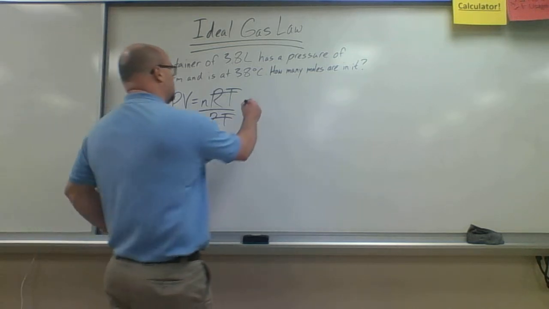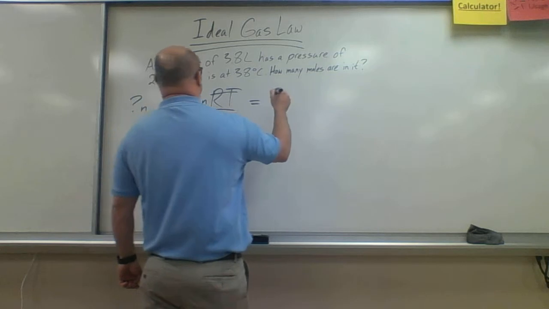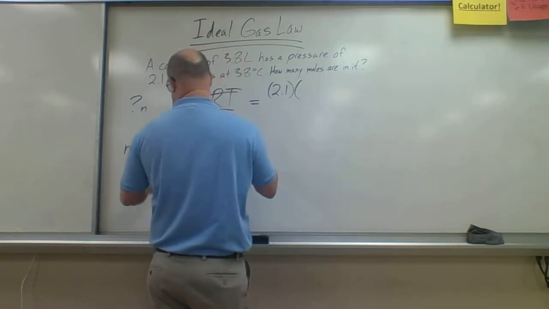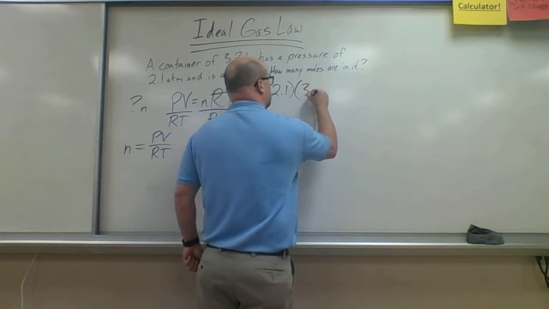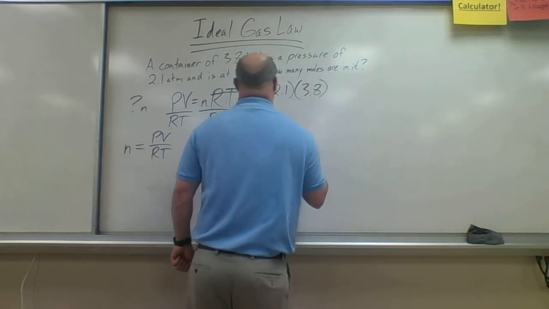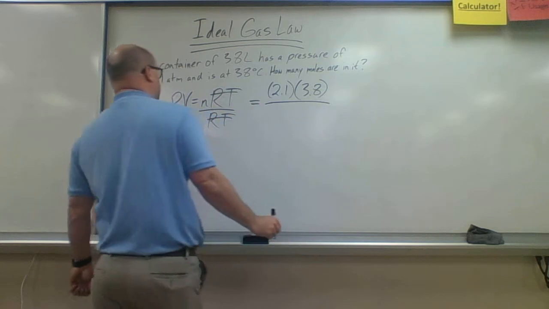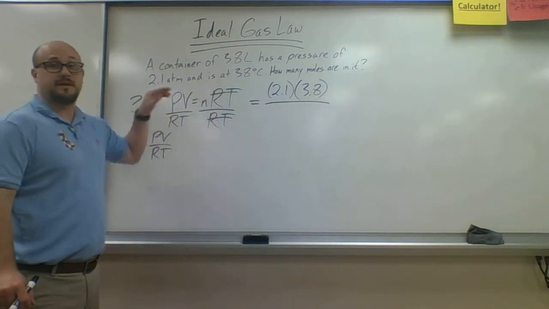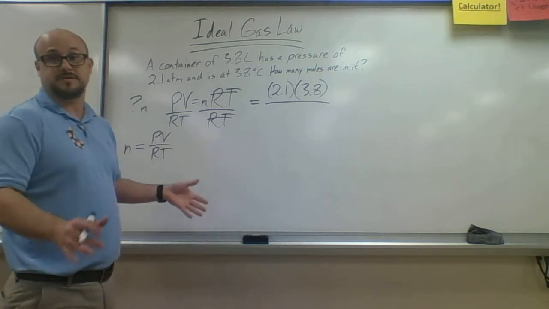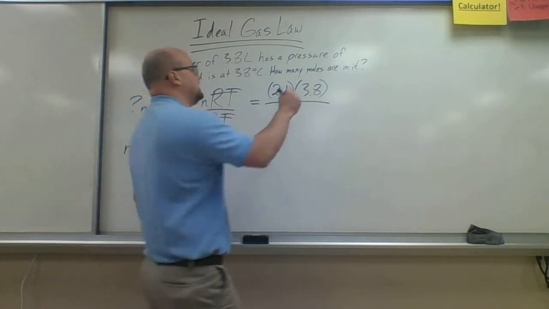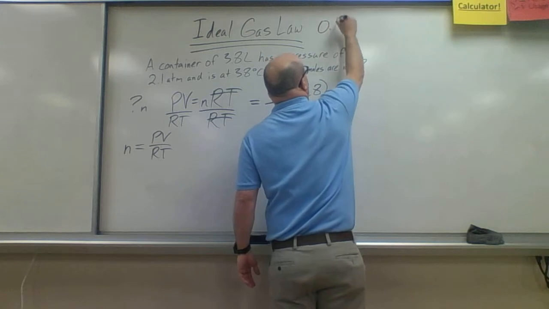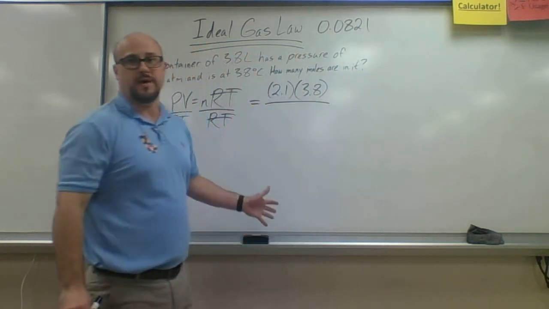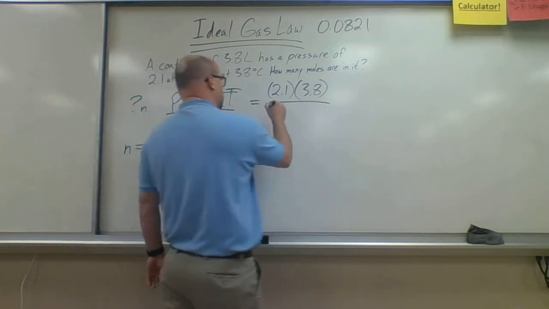So our pressure, 2.1 atm, times our volume, 3.8 liters, divided by R. R, when we're using atm, and for our test and for this unit we will be using atm, is always equal to 0.0821. Always. So plug that in right here.